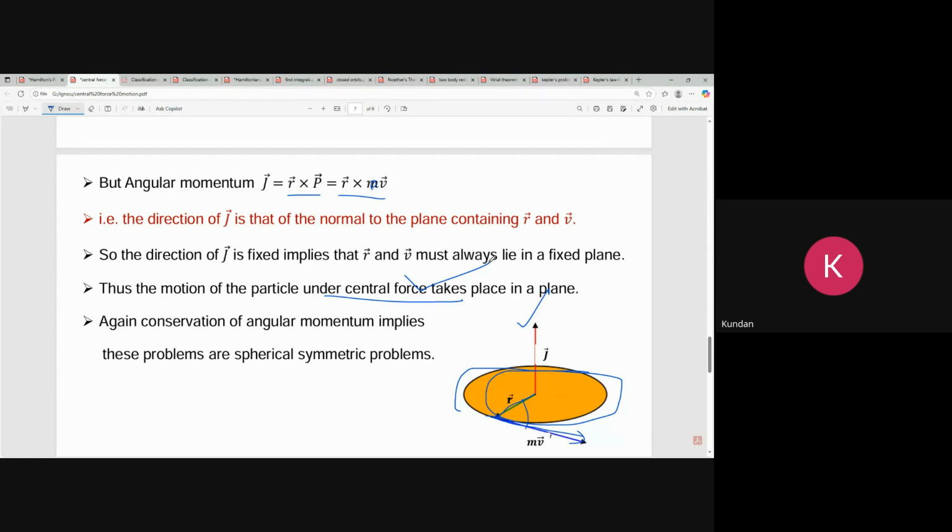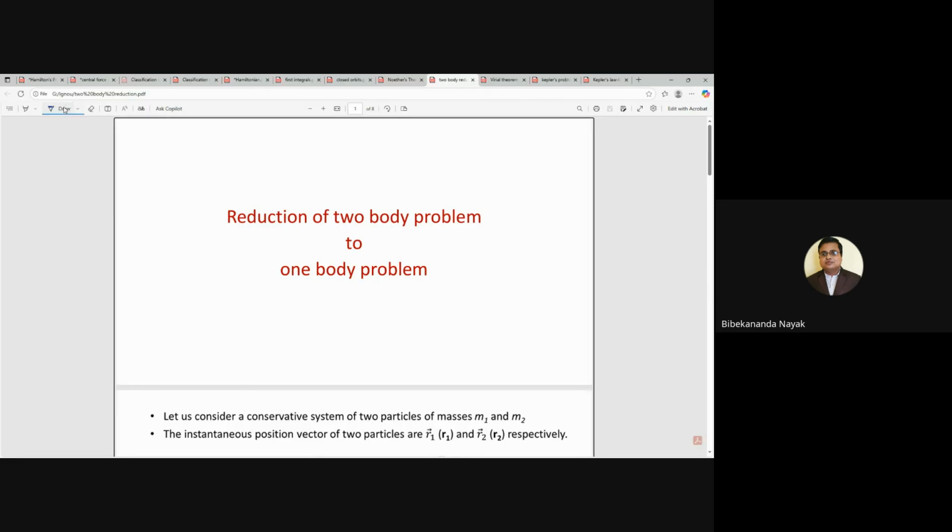The central force problem generally is a two body problem. There are two things, one is the center of force and another body is moving around it, whether it is sun and planet or electron and nucleus. So next our work is how to reduce this two body problem to one body problem for our study. So, reduction of two body problem to one body problem.